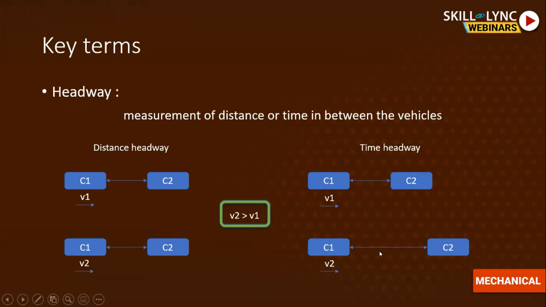If you look at the distance between C1 and C2, when car 1 is moving at a faster speed, they have a greater distance between them, which makes sense because if you're moving faster, there should be a greater distance for safety reasons.